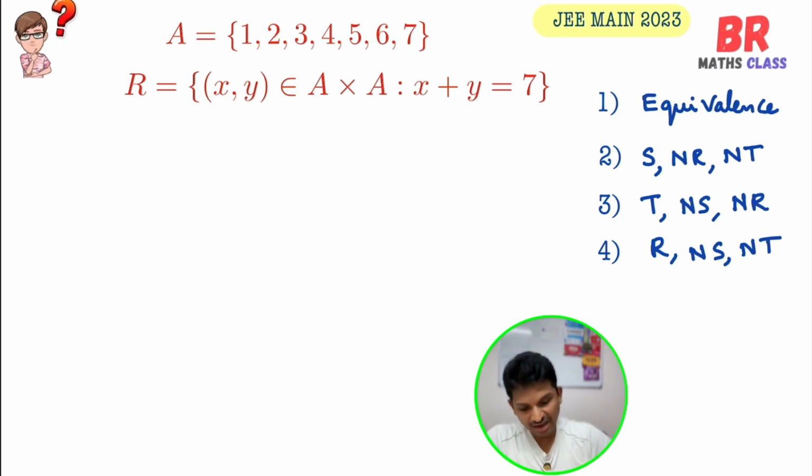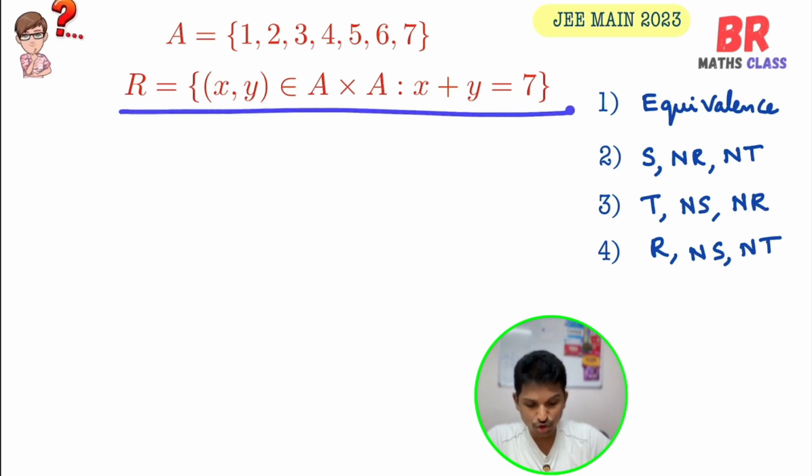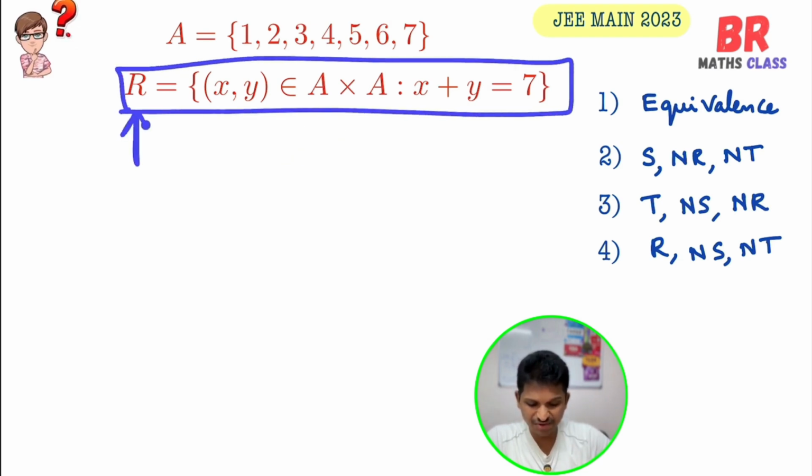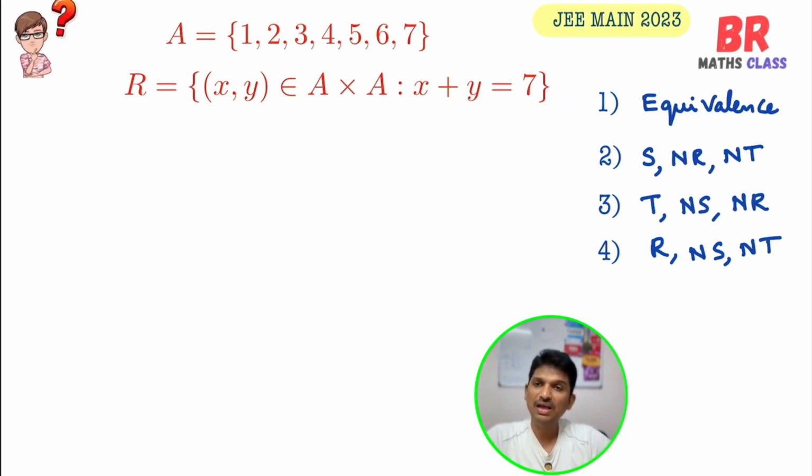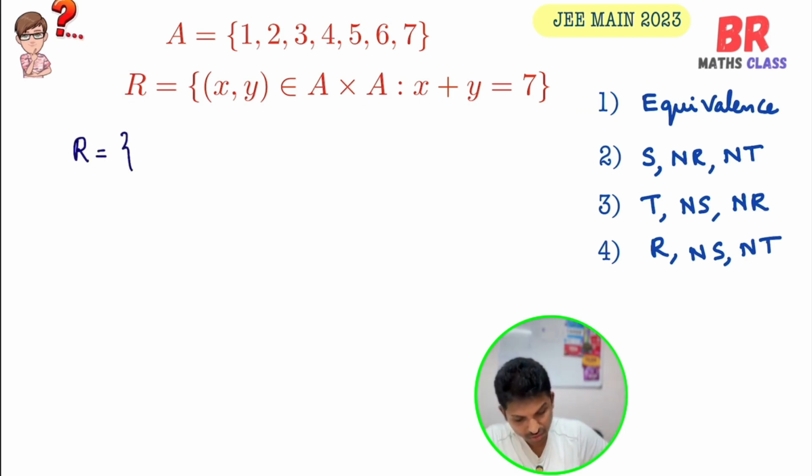Here, as A is a finite set, we can easily write this relation in roster method. We can list this relation very easily. So I'll write this relation in roster method. R equals, you see here, (x, y) belongs to A × A. So x belongs to set A, y is also from set A. What I'll do, I'll take x as 1.